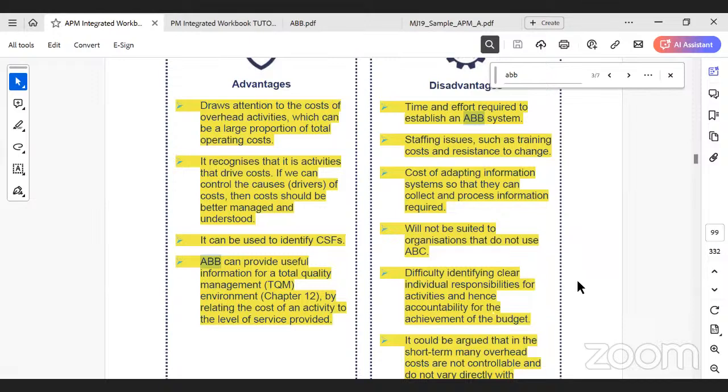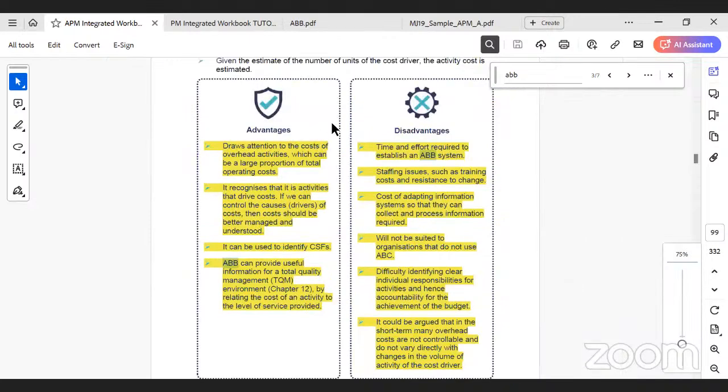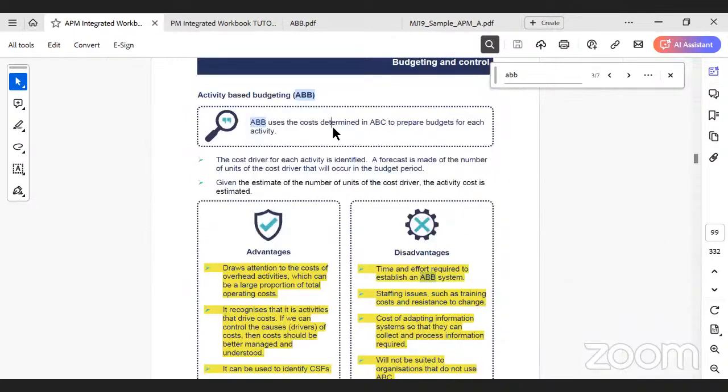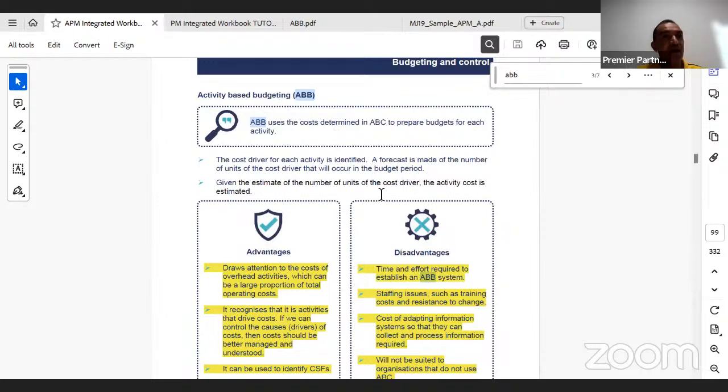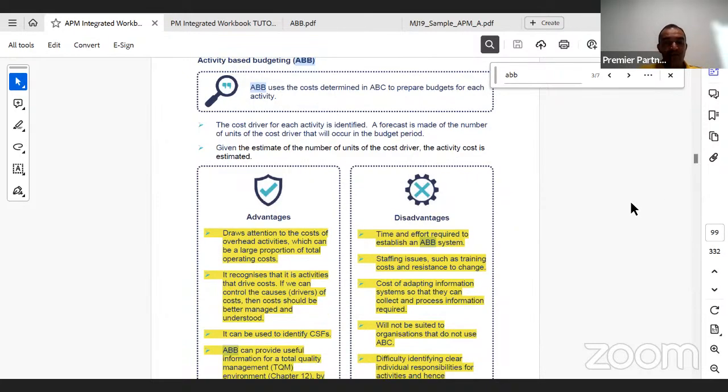Advantages and disadvantages of activity-based budgeting. Once again, I'm telling you, if you know your theory, this becomes very easy. Only when you know the theory, you will understand. Because in APM, they'll always match the scenario to the theory. They'll write your question scenario in such a way that it will go along with the theory.